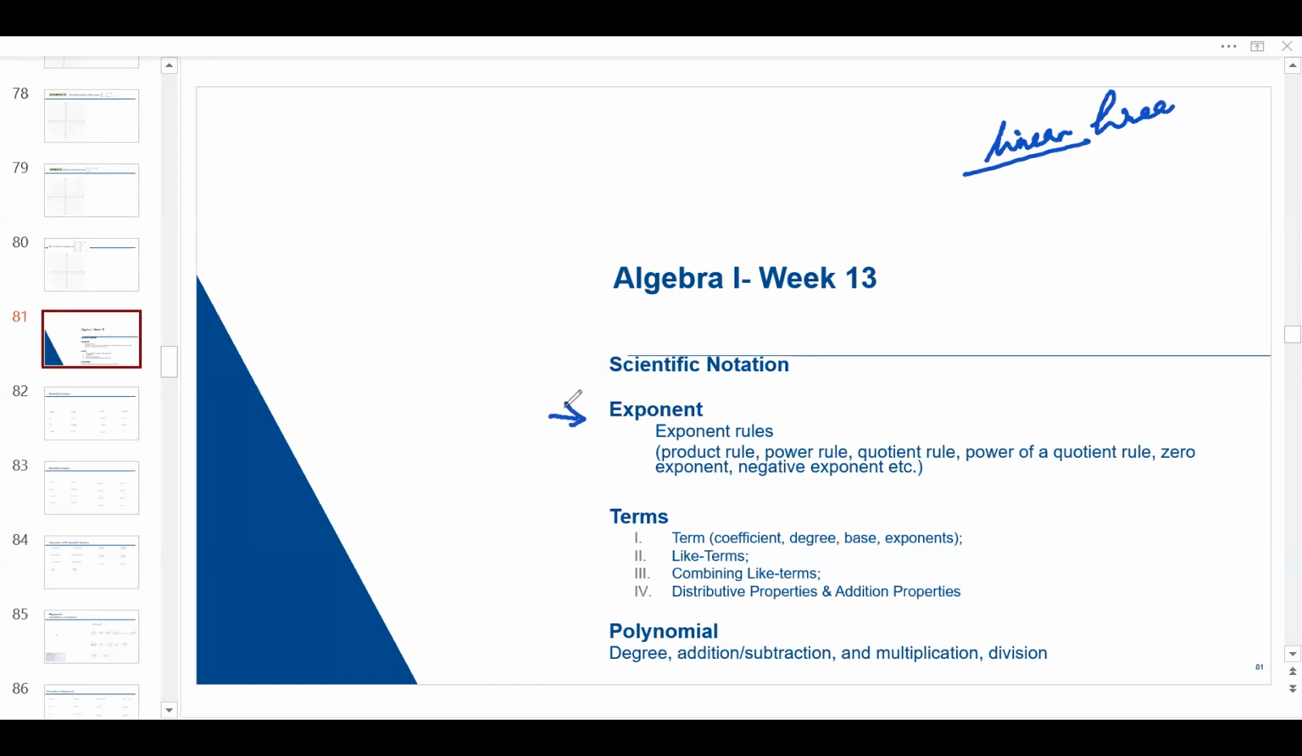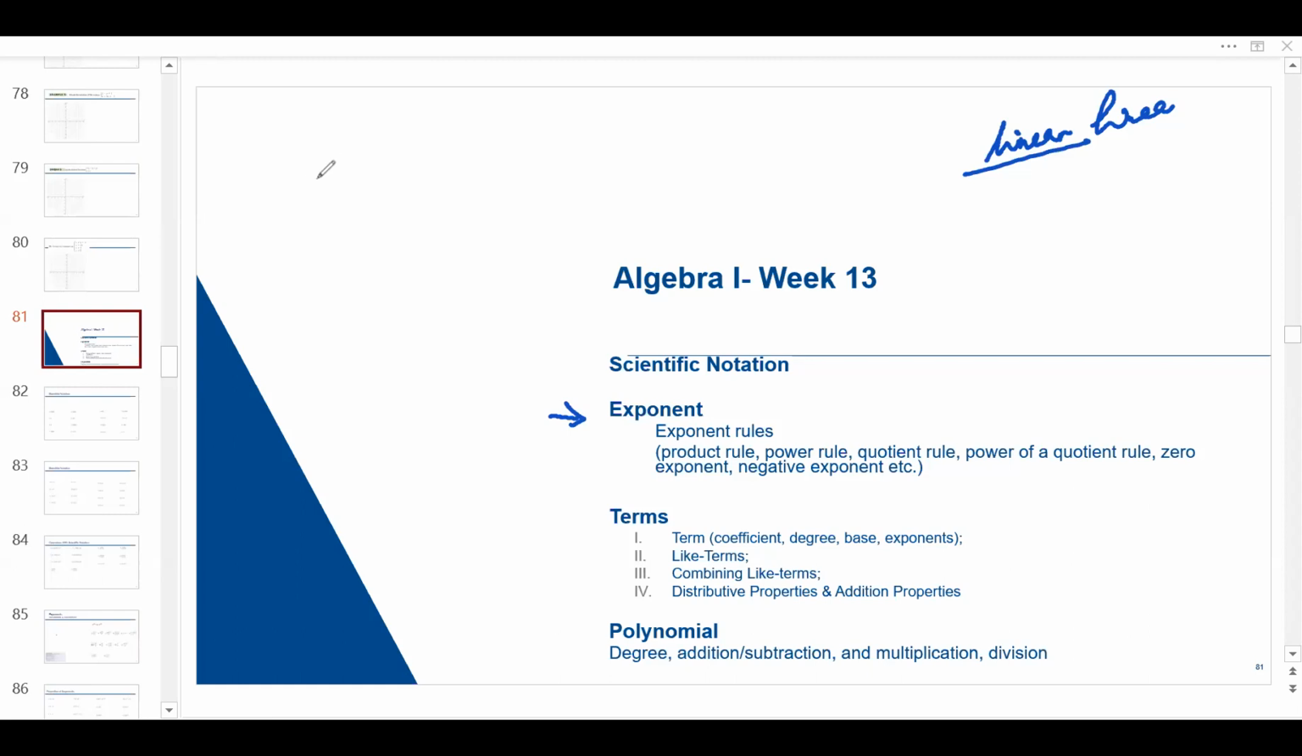Exponent. Did anyone learn exponents before? Yes, right. I believe you guys learned exponents. So what's the exponent? Let me give a quick example with numbers. You guys definitely learned about exponents, right?